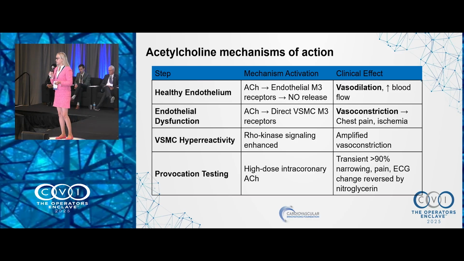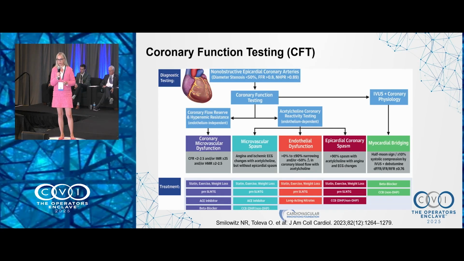Acetylcholine mechanisms of action are multiple, and I'm not going to spend too much detail on it, but it could affect the endothelial pathway, and this is how we know that the endothelium is abnormal and is causing a paradoxical vasospasm when the patient is tested in the cath lab. It could also directly affect the smooth muscle cells, and when we see a transient constriction of more than 90%, we make the diagnosis of vasospasm in the coronary function testing.